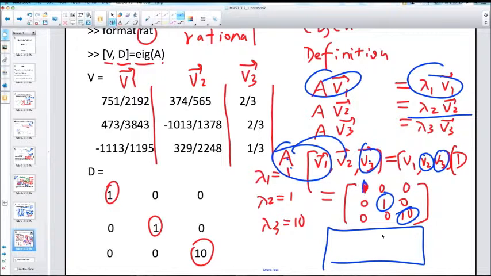So the summary is, to check if you got it right or wrong, all you need is to check A times V, now this V is not a vector, it's a matrix, equals V times D. 3 by 3 times 3 by 3 is a 3 by 3. And both sides are 3 by 3 matrices. And if you look at this individually, each is a 3 by 1. Can you see it? They just put all 3 together. Well, you need to take time to get used to this.